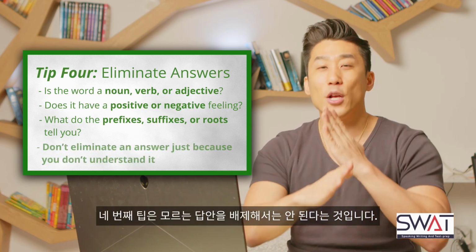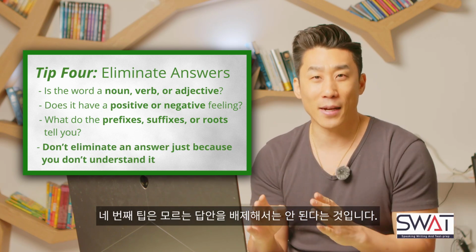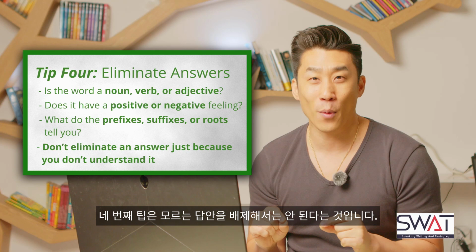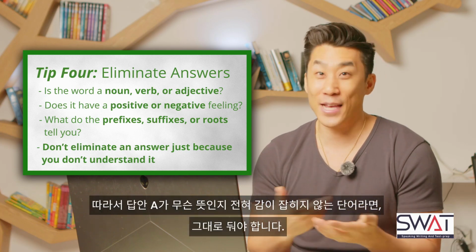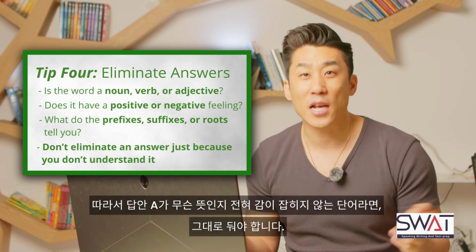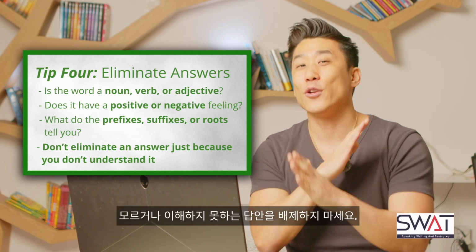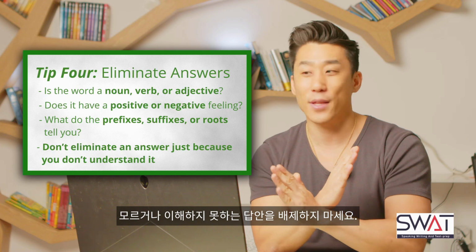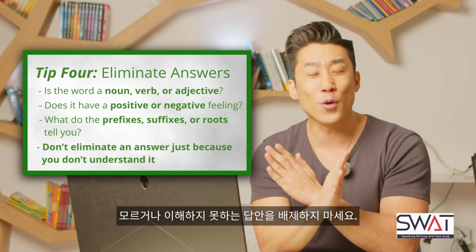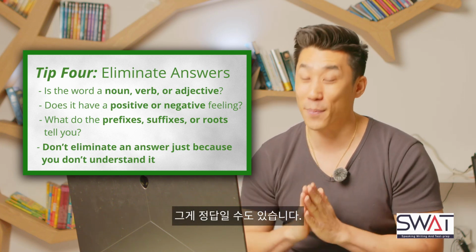Tip number 4 is you cannot eliminate answer choices that you don't know. So if answer choice A is a word that you have no idea what it means, you have to leave that. Do not eliminate answer choices that you don't know or understand. They might be the correct ones.